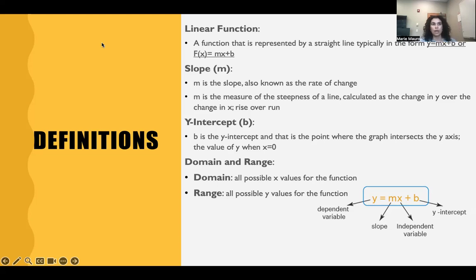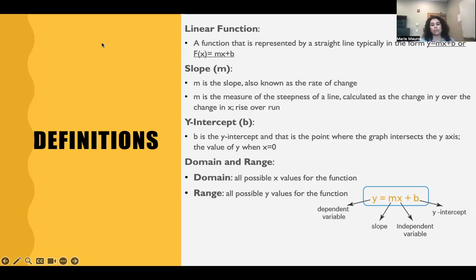So, for example, if the slope is 5, the line is going to be steeper than a line that has a slope of 1. So the larger the number for m, the steeper the slope. And it is calculated as the change of y over the change of x, rise over run. B is the y-intercept, and that is the point where the graph intersects the y-axis. And at that point, x will equal 0.